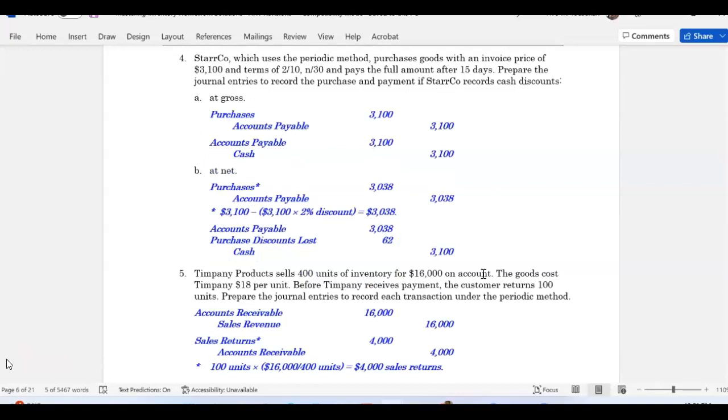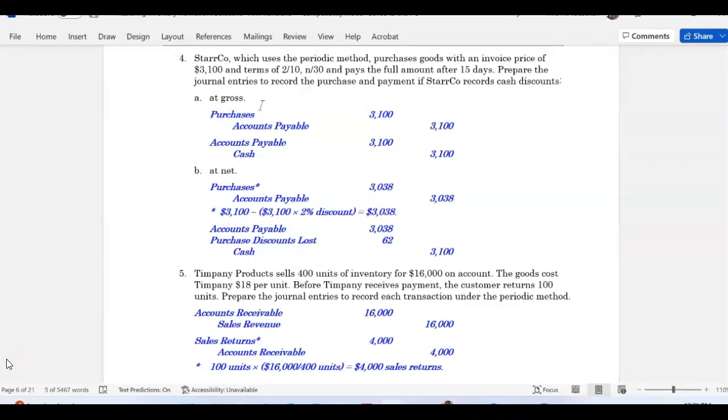Let's do one more problem, number 4. A company which uses the periodic method purchases goods with an invoice price of $3,100, terms 2/10 net 30, and pays the full amount after 15 days. Okay, so terms are 2/10 net 30. That means 2% discount if paid within 10 days. Otherwise, the net amount is due in 30 days.